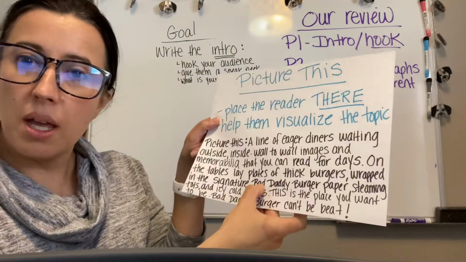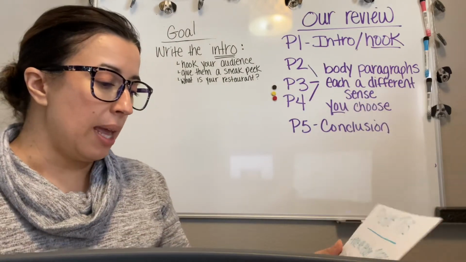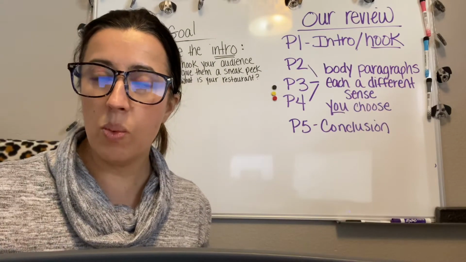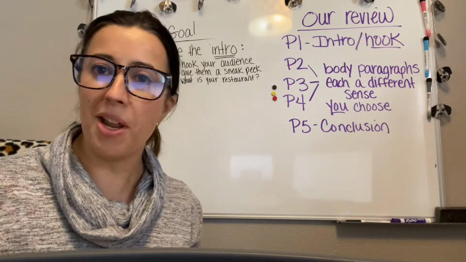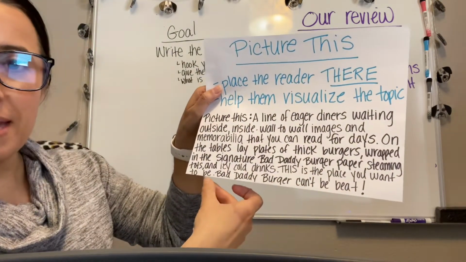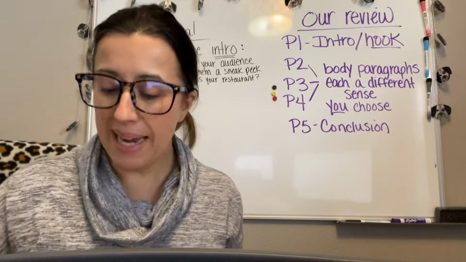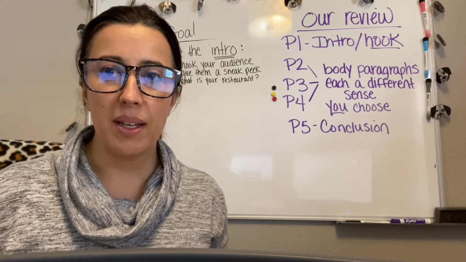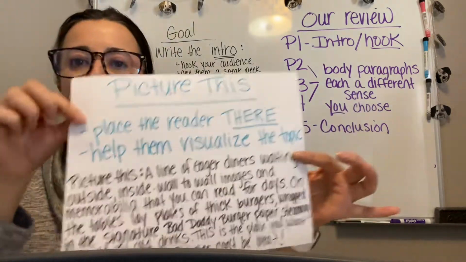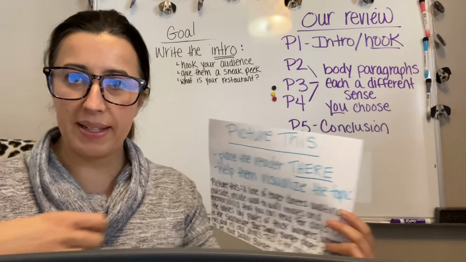I did mention the name of the restaurant so my audience knows who I'm talking about. And again, the goal of this review, we said, was to convince, to persuade someone to come to this restaurant. So I'm going to throw that in there, and I encourage you to do the same. This is the place you want to be. Bad Daddy Burger can't be beat. I'm going to sell this place. My job, your job right now, is to sell this restaurant and to convince people to come here. So picture this: place the reader there, give them something to visualize.